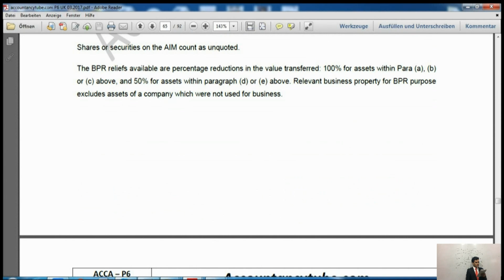It says business property relief is available as a percentage reduction in value transferred: 100% for assets within paragraphs A, B and C above, and 50% for D and E. Relevant property for BPR purposes excludes assets of the business, assets of the company, which were not used for the business. So any assets which were not used in the business will not be included.